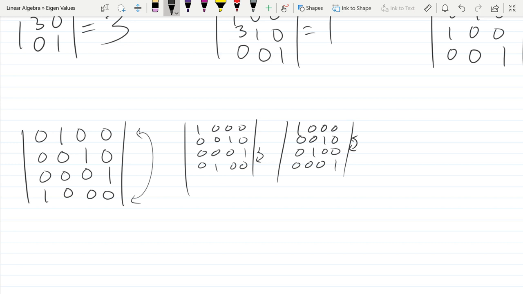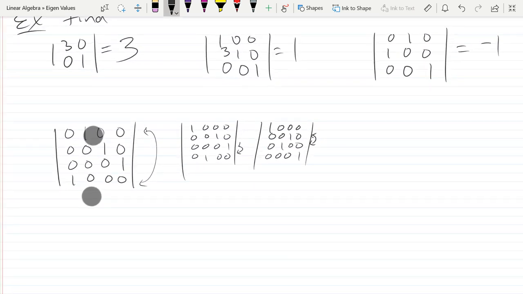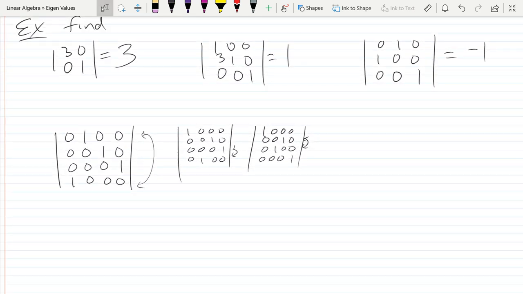So I did it in 3 swaps. You could have done it in 5 swaps, or 7 swaps, or 9 swaps, or 309 swaps, but probably 3 or 5 would be the reasonable number of swaps. So either way, we're an odd number of swaps away from the identity. So we're gonna get determinant as negative 1.